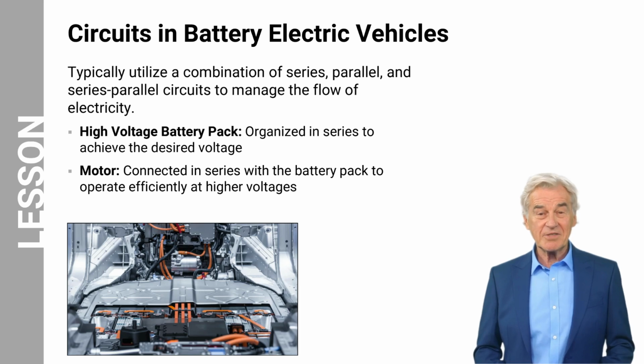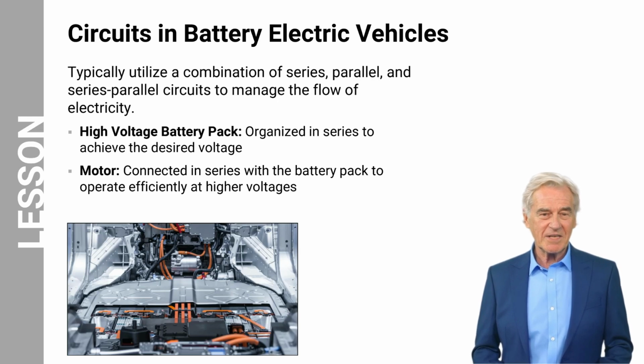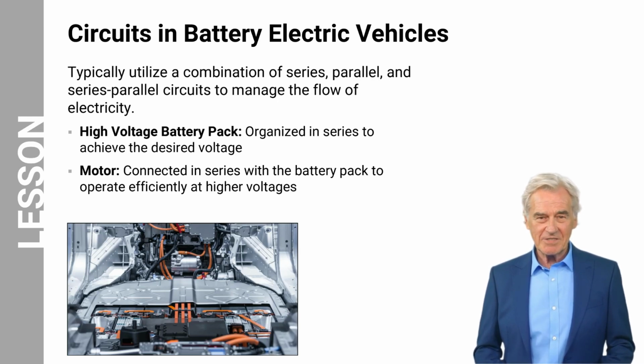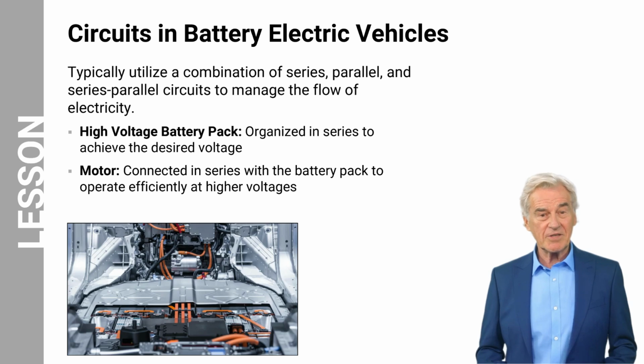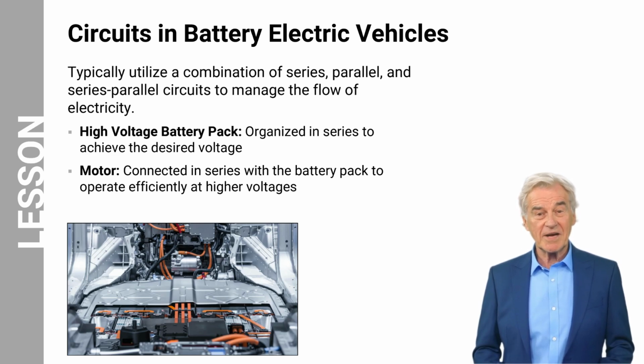Let us turn our attention to the type of electrical circuits in battery electric vehicles. BEVs typically utilize a combination of series, parallel, and series parallel circuits to manage the flow of electricity between the battery, motor, and other components. Here are some of the examples. In a high-voltage battery pack, the cells are most commonly connected in series to achieve the desired voltage. The motor is connected in series with the battery pack to operate efficiently at the higher voltages provided by the series connection.